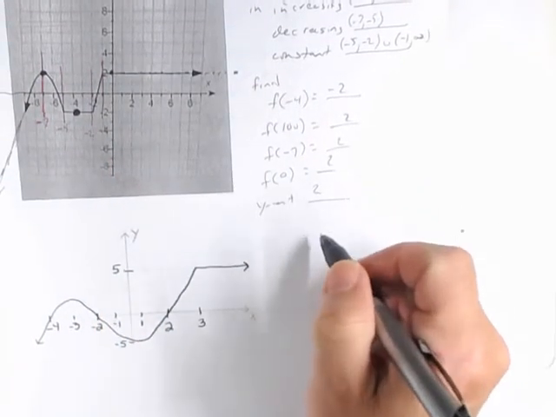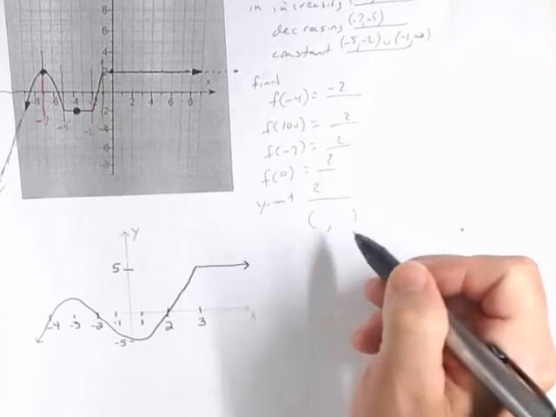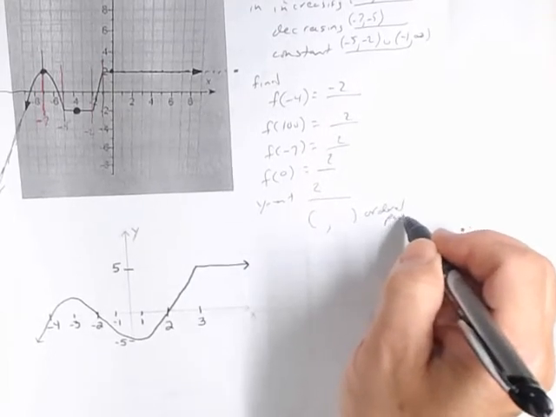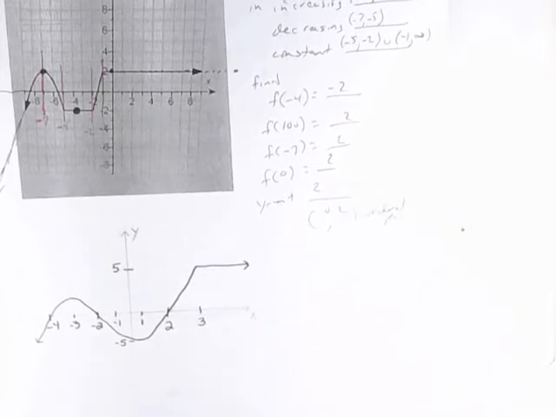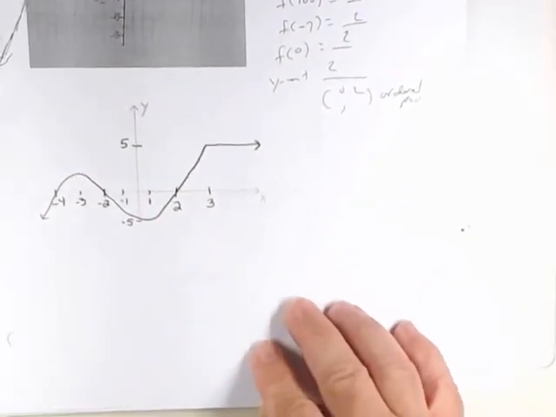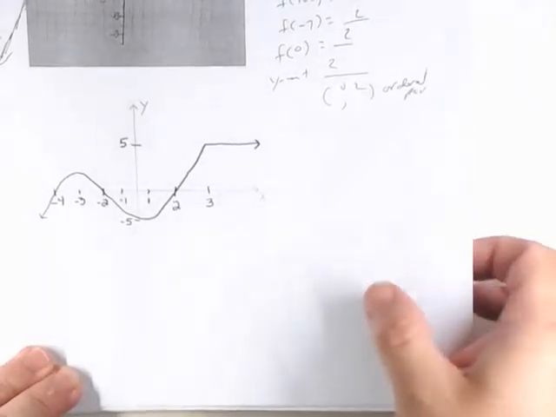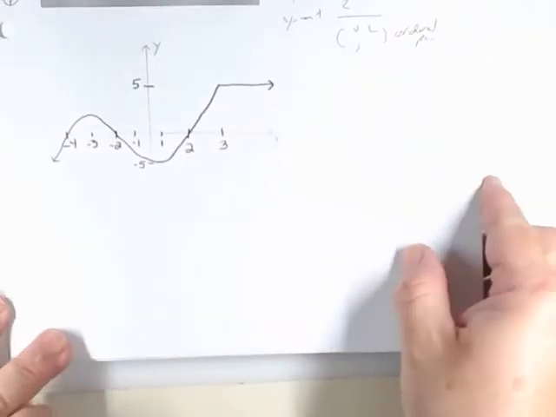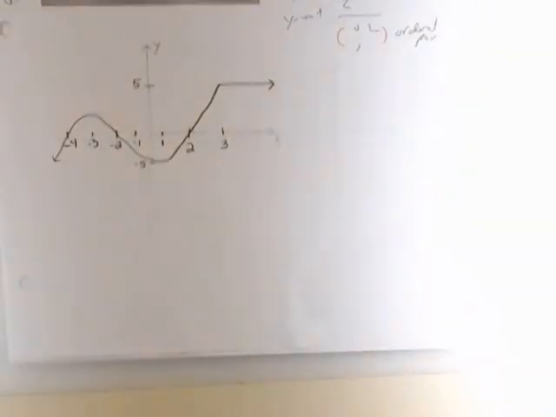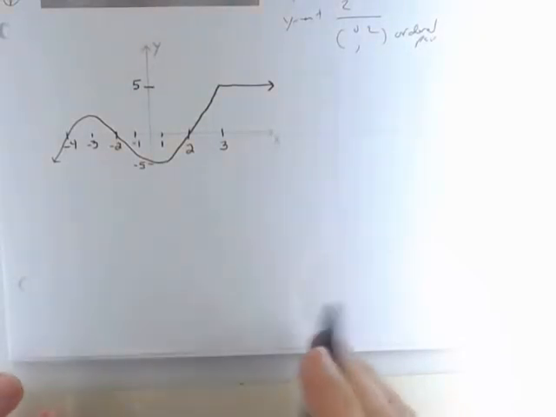Now they ask you to put an ordered pair. What would that look like as an ordered pair? Yeah, the ordered pair would be (0, 2). Okay. All right, let's look at this one.